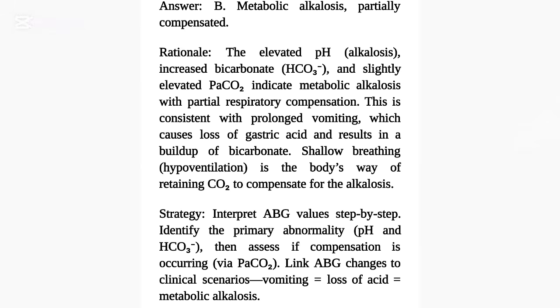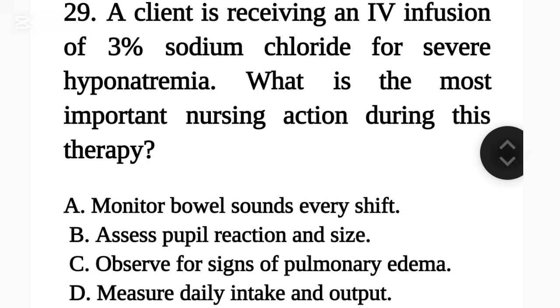Strategy: interpret ABG values step by step. Identify the primary abnormality, pH and HCO3, then assess if compensation is occurring via PaCO2. Link ABG changes to clinical scenarios. Vomiting equals loss of acid equals metabolic alkalosis.